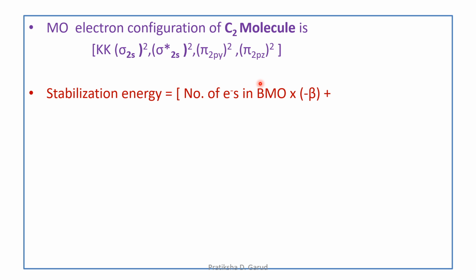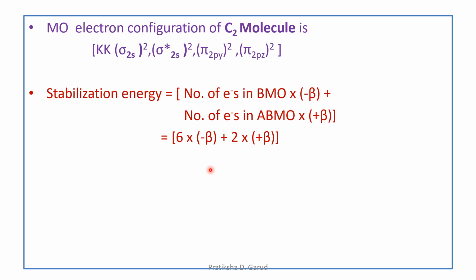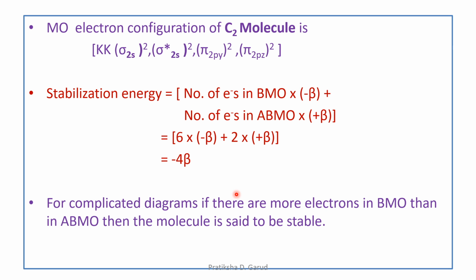From this, stabilization energy is equal to the number of electrons in BMO into minus beta plus the number of electrons in ABMO into plus beta. In case of the BMO, we have 2 plus 2 plus 2, a total of 6 electrons. And in case of the ABMO, we have only 2 electrons. So let's put these values. We have 6 into minus beta plus 2 into plus beta. So this becomes minus 4 beta, and this minus 4 beta value is known as the stabilization energy.